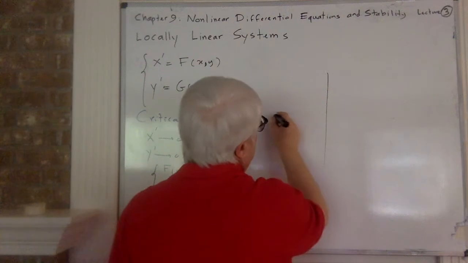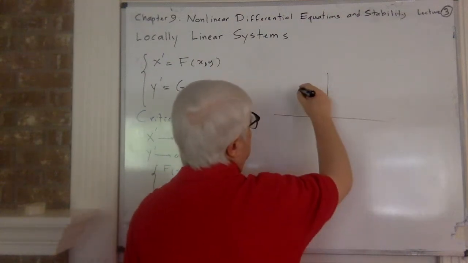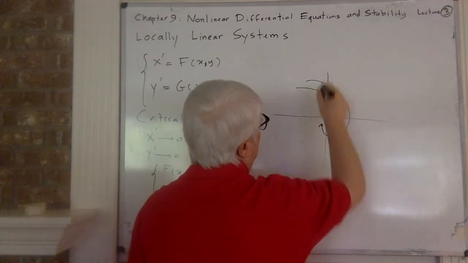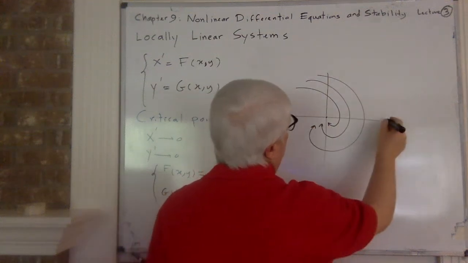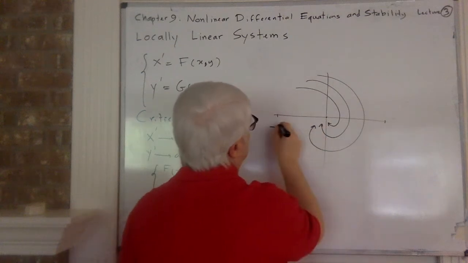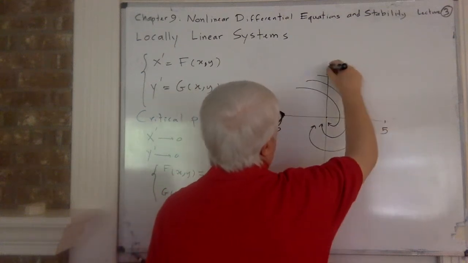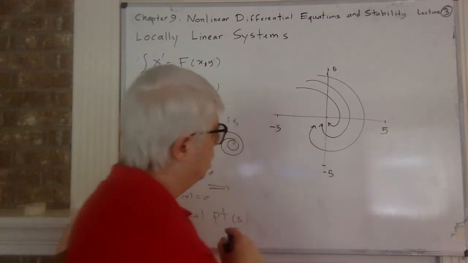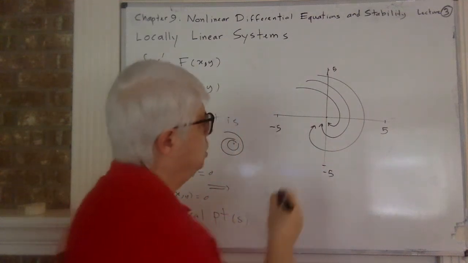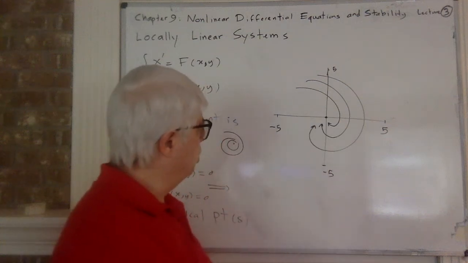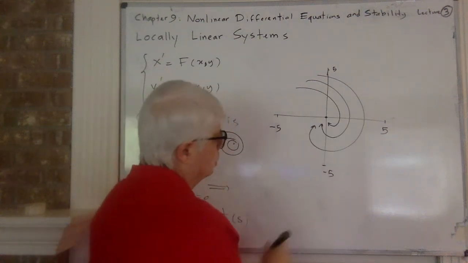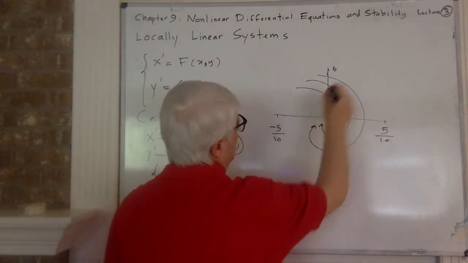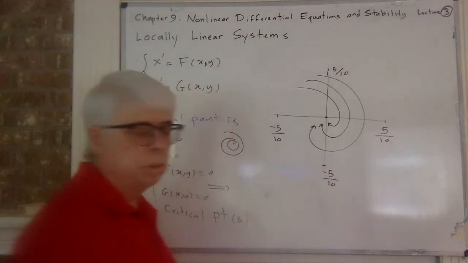So if your linear system is like this, let me just draw some of them. The scale for you is from, say, -5 to 5, which I, in fact, use here. If you have a linear system, and this is a critical point, and I get closer, 5 over 10, you will see the same thing.